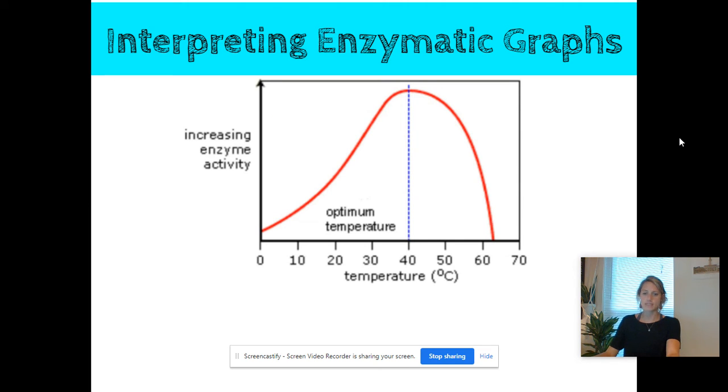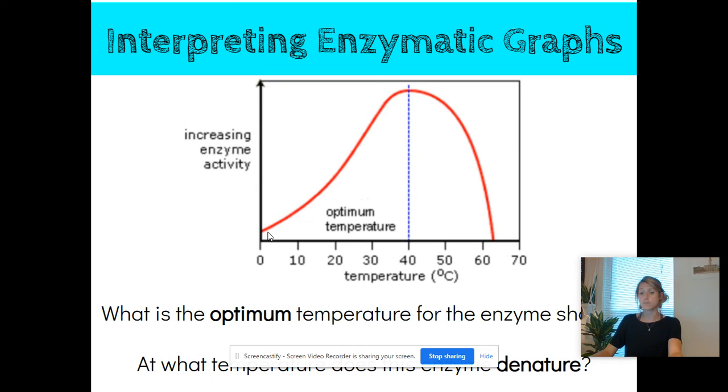So here we have another example. The same thing goes. Enzyme activity is on the y-axis. However, on the x-axis now, instead of looking at pH, we're looking at temperature. So in this case, we're going to look for the optimal temperature. Again, the optimal temperature will be at the highest peak on the graph. This is where there's the most enzyme activity. In this case, it would be at 40 degrees Celsius.